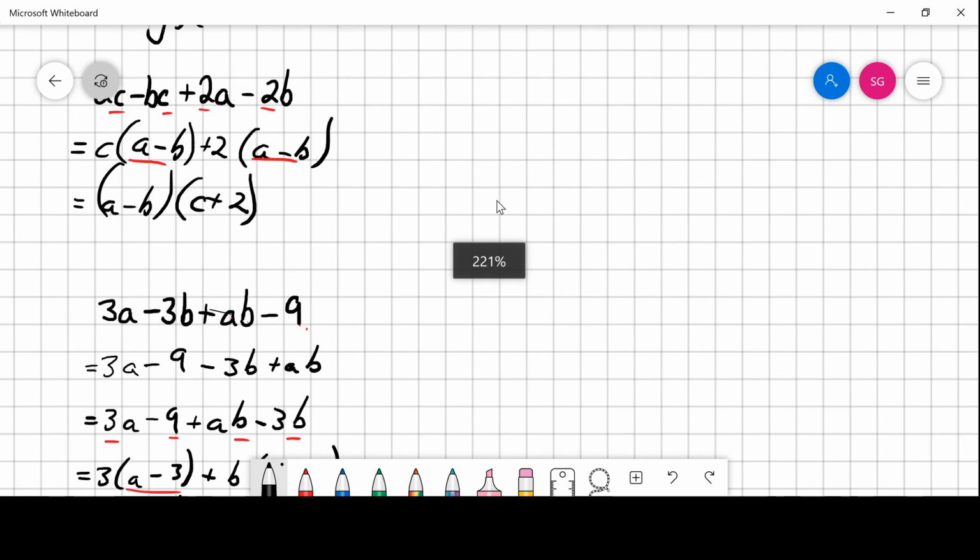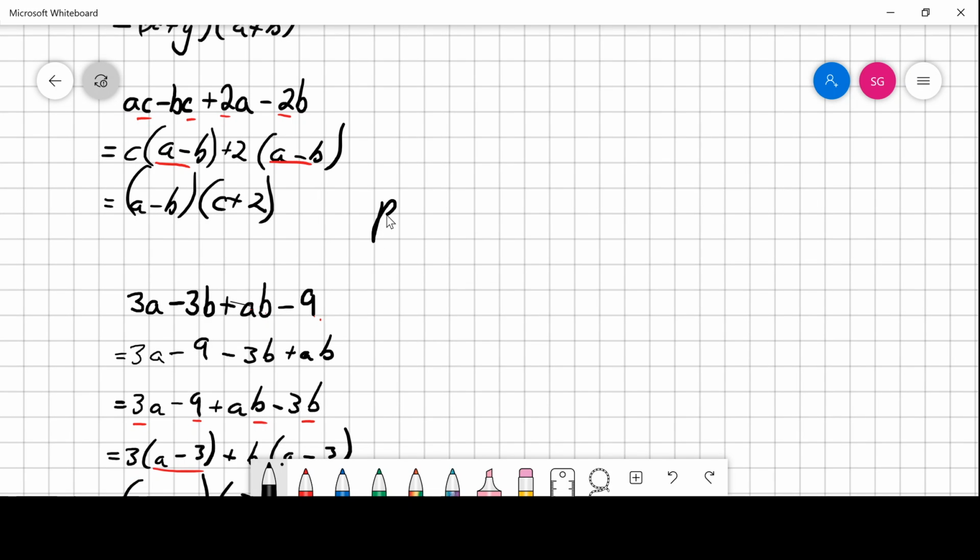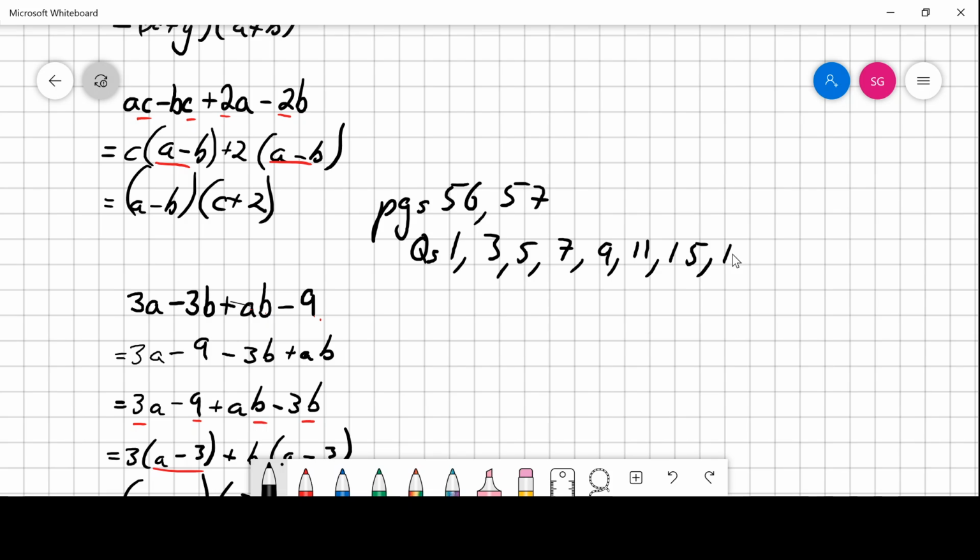So, what is going to be our homework? Probably the most important thing of all. So, let's look at pages 56 and 57. And let's do questions 1, 3, 5, 7, 9, 11, 15, 17, 21, 25, 29, 37, and 39. Now, I know that seems like quite a lot. Remember, 4 of these questions I've already done for you in this video, so you will have to keep an eye out for the questions I've given an example for.